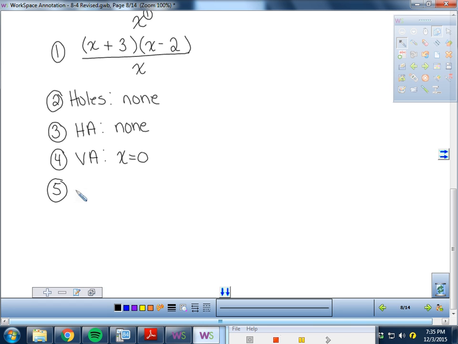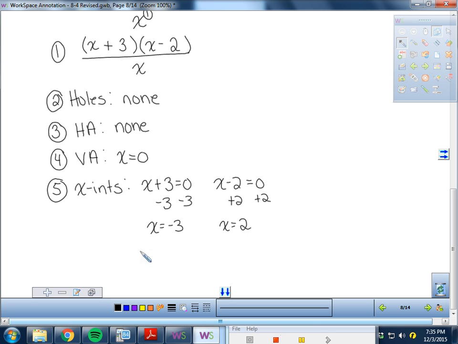And then to get my x-intercepts, I'm going to set my numerator factors equal to 0. So I will subtract 3. That gives me x equals negative 3. And I'll add 2. So that gives me x equals 2. So my two x-intercepts are negative 3 and 2. So I don't have any of these to graph, but I do have this vertical asymptote and negative 3 comma 2.